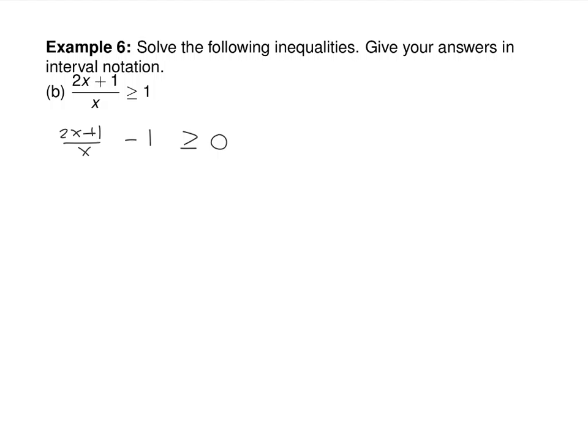And on the previous one, we factored. What could you do to make the expression on the left-hand side of what I've got there simpler? Common denominator, yeah. 2x plus 1 over x minus x over x. So that would be x plus 1 over x bigger than or equal to 0. Okay, so then make your number line.